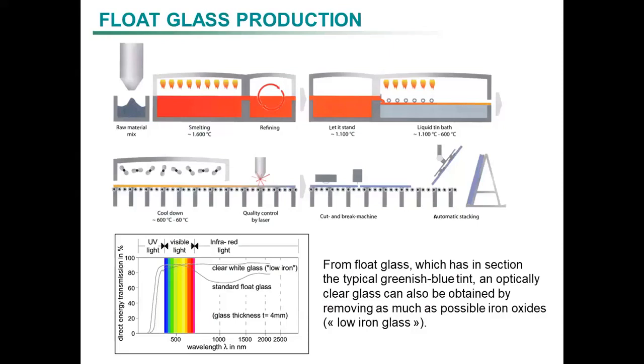Then you cut it, and you have the panels that you're able to stack. So you have done your glass panel. If you ever look at a glass panel in section, it is not transparent in section. It is sort of transparent looking at it from the front or the back, but in section it is not. It is rather bluish, greenish.